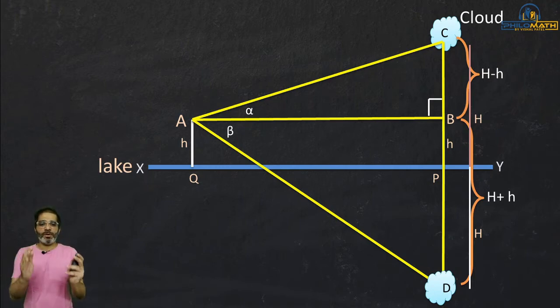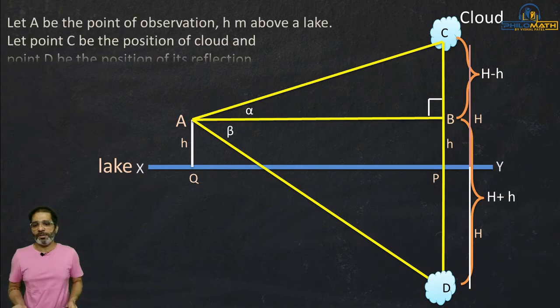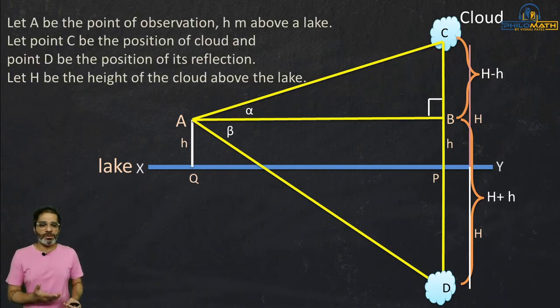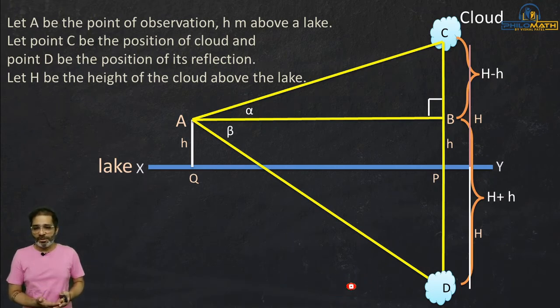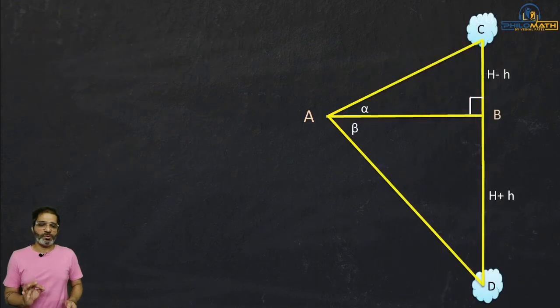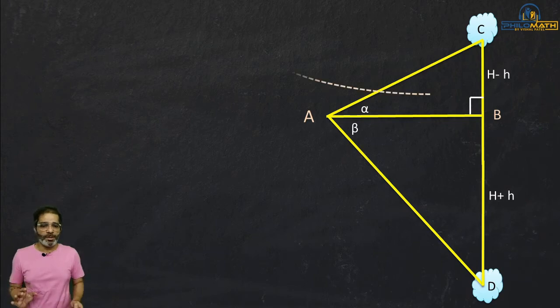Now let us write down whatever we have taken in the figure in the form of theory. That is, let A be the point of observation, h is the height of the point of observation above a lake, point C is nothing but the position of the cloud, D is nothing but the position of its reflection, and capital H is nothing but the height of the cloud above a lake. That is what we have to find out. So what I'm doing is, students, I'm just taking these 2 triangles, the yellow triangles, for the calculations. Okay, so we have 2 right angle triangles. In both the triangles we are going to use trigonometry. So let us have a first triangle, that is triangle ABC.